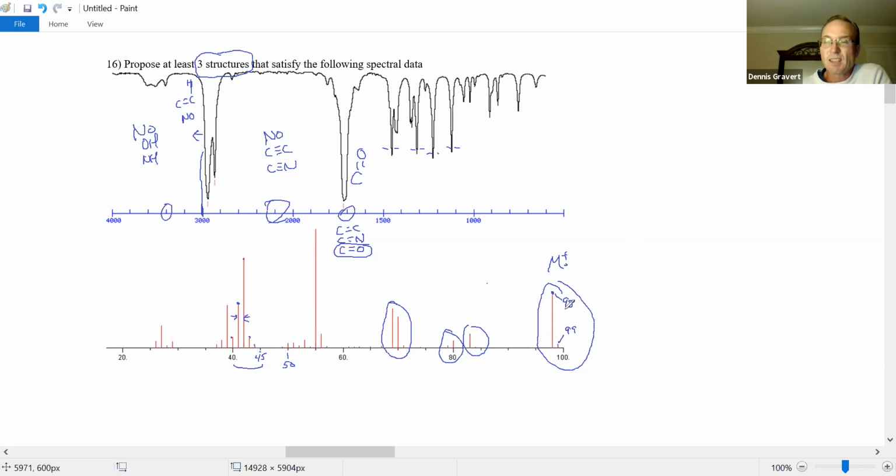It's really important to get the right number, because if I said that might be 97, that's an odd number, and that would make me think that nitrogen might be here. So you've got to be pretty careful when you measure these mass values.